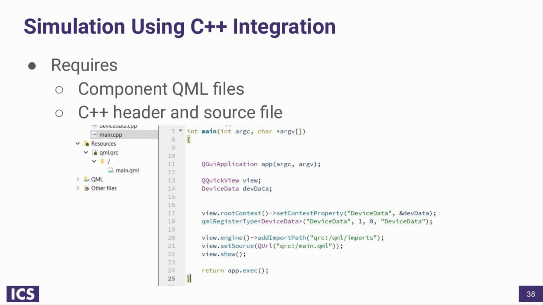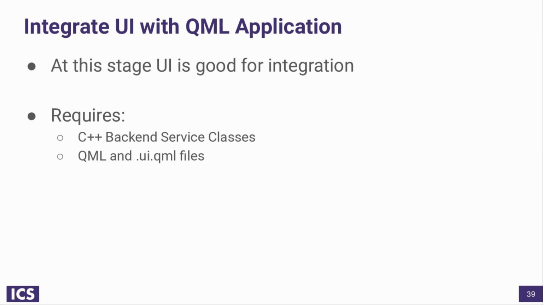Like in this figure, you can see, after a developer has instantiated this design data class, there are two functions, which are QML register type and set context property. These two things are used to expose our classes to the QML environment. When everything is done, at this stage, if the UI is good for integration, we integrate this UI with our Qt Creator QML application.